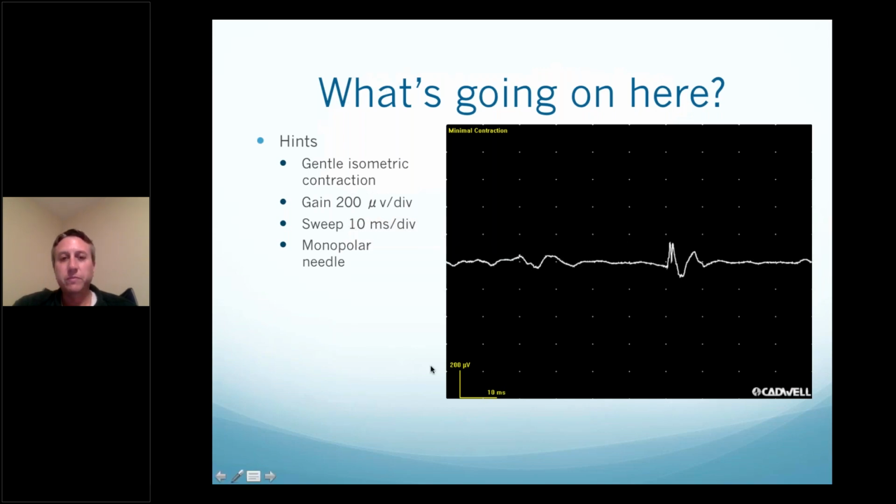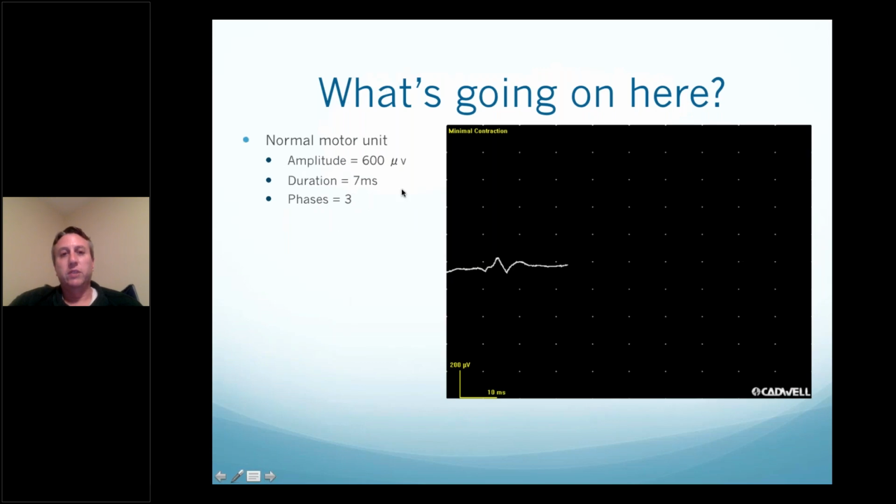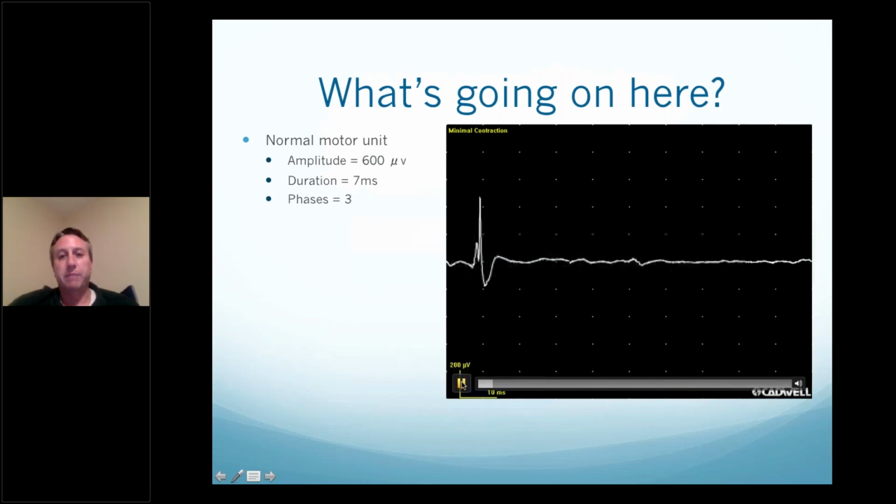Did you hear that okay? Yep. All right. So what do you think that was? Fibs? No, not quite. Fibs would be at rest. This is with gentle isometric movement, and it's a gain of 200 microvolts per division, so it's pretty sizable gain. This was a normal motor unit that had an amplitude of 600 microvolts, a duration of 7 milliseconds, and it had 3 phases.